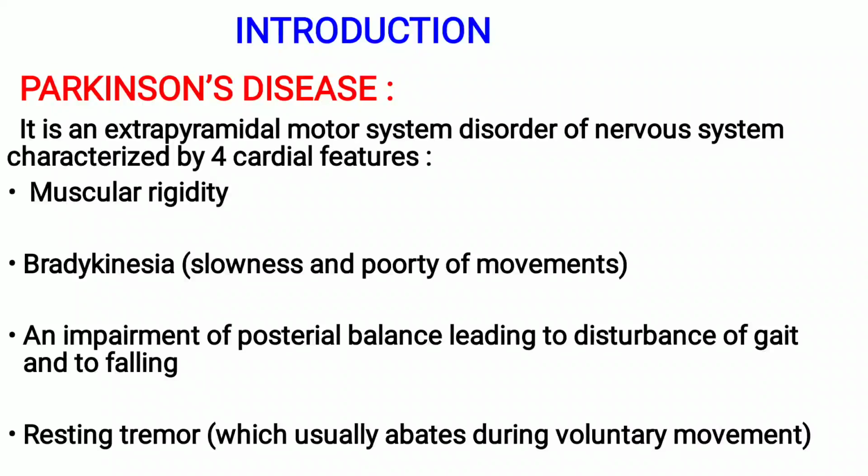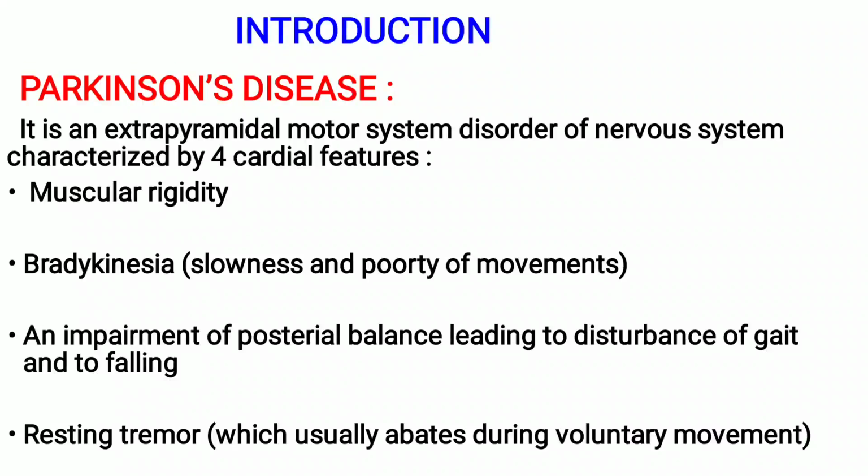First is muscular rigidity. It increases the resistance to passive movement. It also includes cogwheel, jerky, slow movements, etc. Second is bradykinesia. Bradykinesia means slowness and poverty of movements. It causes the loss of normal arm swing while walking. It also includes reduction in blinking of eyelids, loss of ability to swallow, and difficulty in initiating movement.